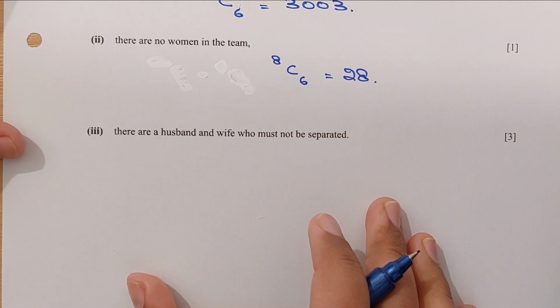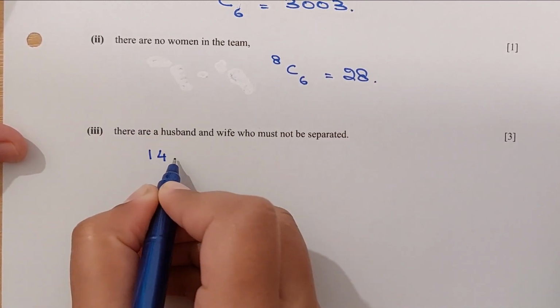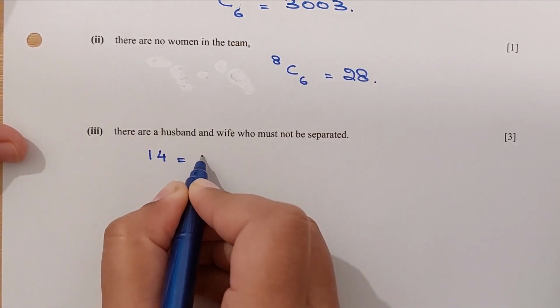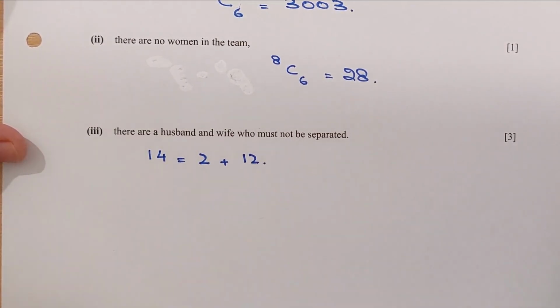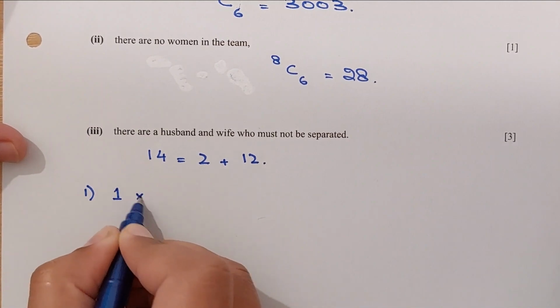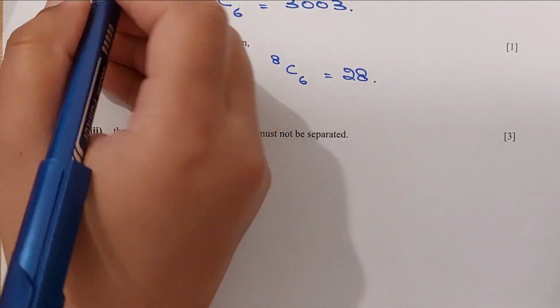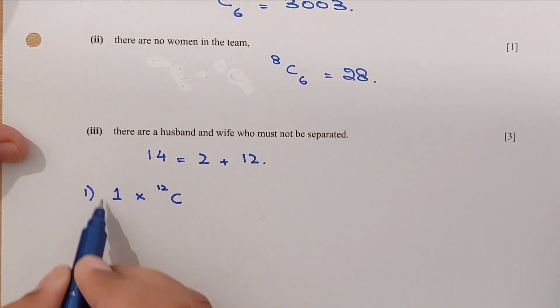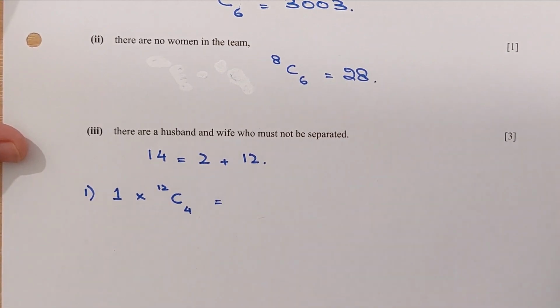Now for part 3, there is a husband and wife who must not be separated. The total number of members is 14. We consider the husband and wife as 2, and the rest are 12. So there are 2 cases. In the first case, we consider the husband and wife as one unit, times the remaining 12, from which we select a team of 6 people. Considering husband and wife as 2 of the team, we need 4 more. So what is 12C4?